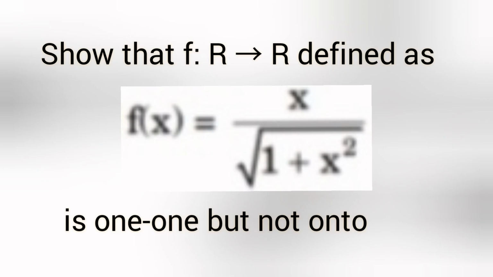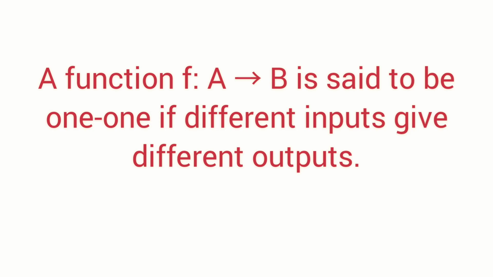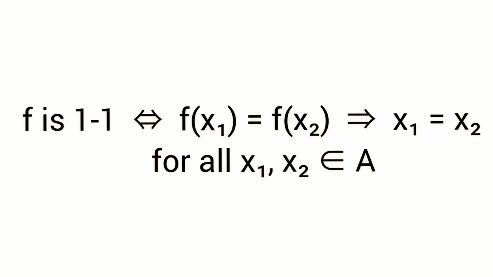The function f is 1-1 if different points in the domain have different images. But in order to prove that f is 1-1, the usual method is we start by assuming f of x1 equal to f of x2, then try to prove that x1 equal to x2.